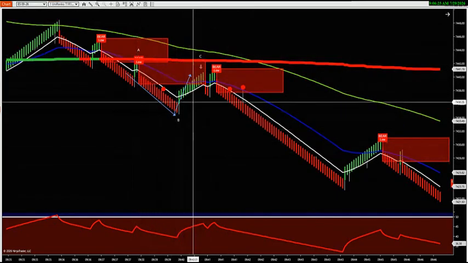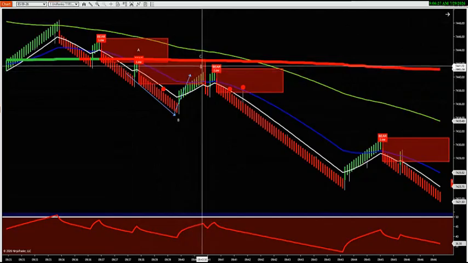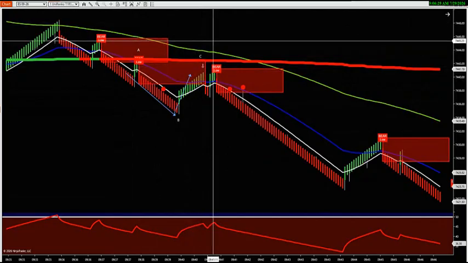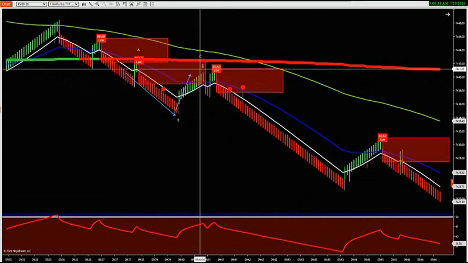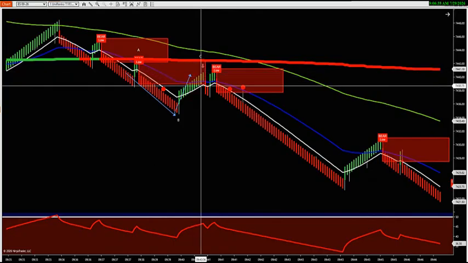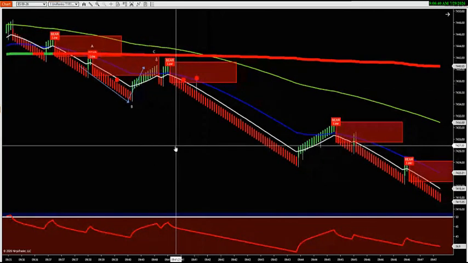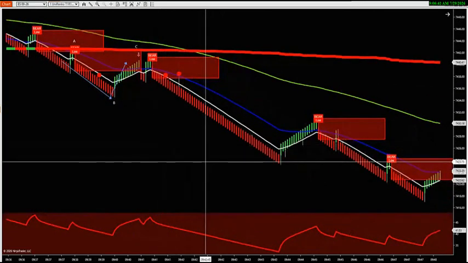So there's the ABC pattern. That's one of my trades that I love to see. If you get a dot that fires inside an ABC pattern, that is a retracement trade. Beautiful trade setup.